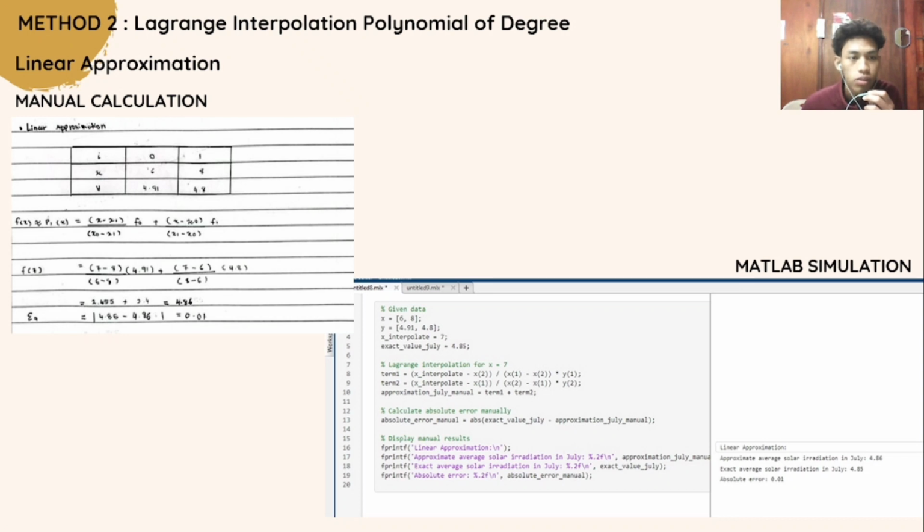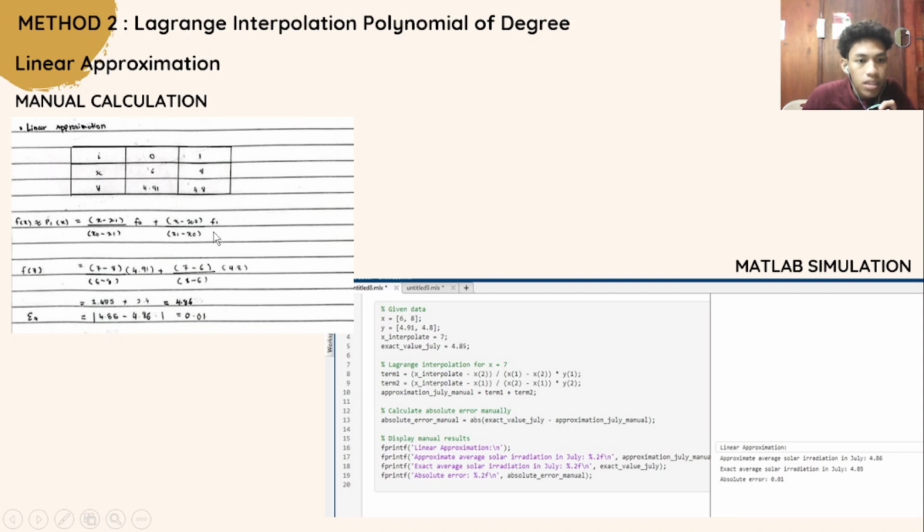My matrix number is CE220093. I would like to explain our method for number 2, Lagrange interpolation polynomial of degree linear approximation. This is the manual calculation for linear approximation. First, we need to create a table. I is 0, 1. X represents the month, June and August. Y for June is 4.91 and for August is 4.8.